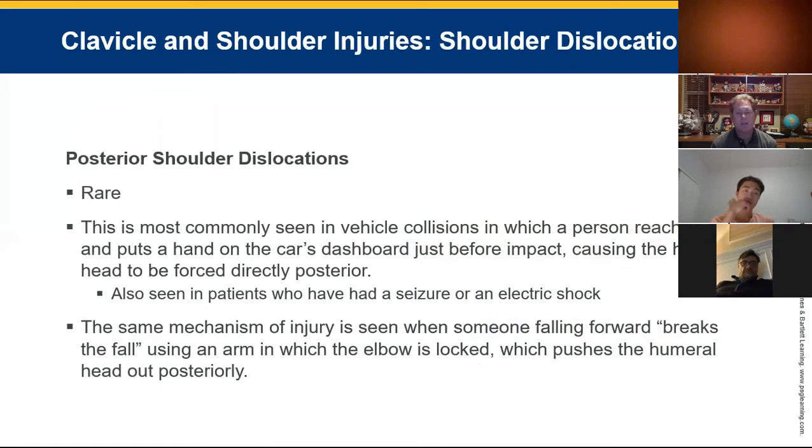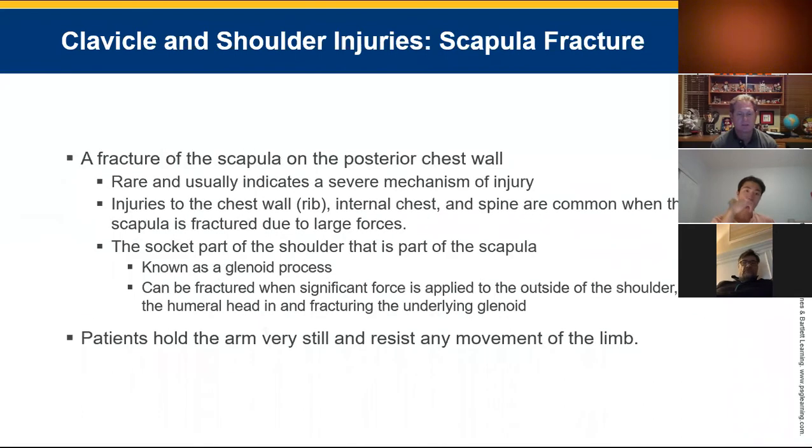I think everybody is comfortable with shoulder dislocations and the clavicle? So we'll go here. Scapula.